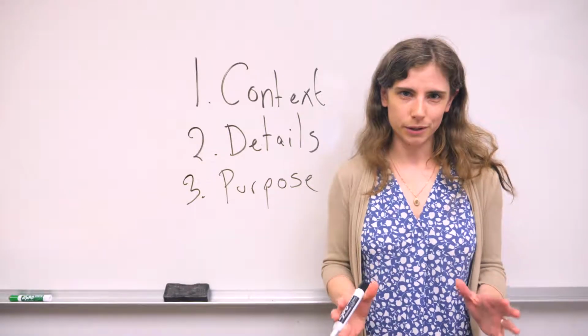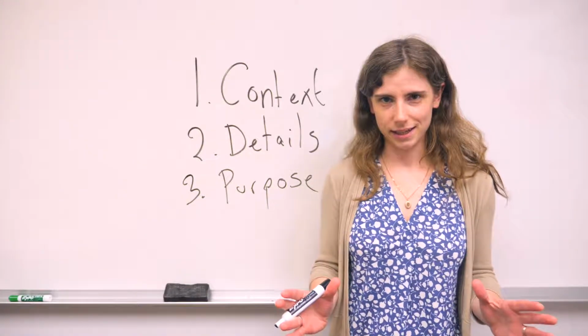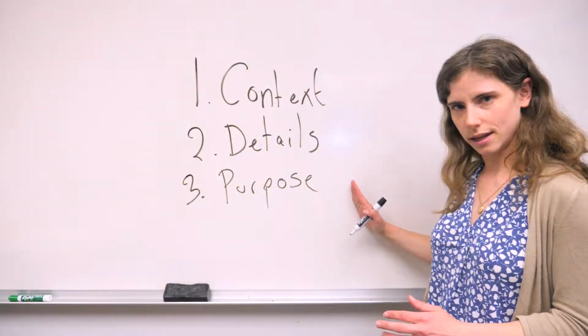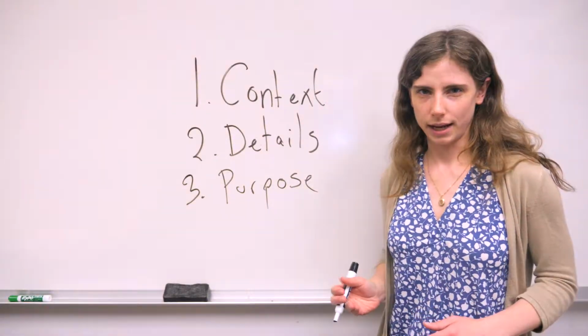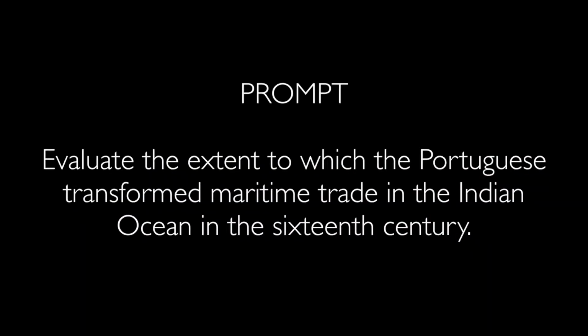Let's look at a real-world primary source document that was used on an actual DBQ essay test and go through these 3 steps so you can see how they can help you to analyze those sources. So this is one of the documents that was included on the 2019 AP World History test. The prompt for this DBQ was to evaluate the extent to which the Portuguese transformed maritime trade in the Indian Ocean in the 16th century.